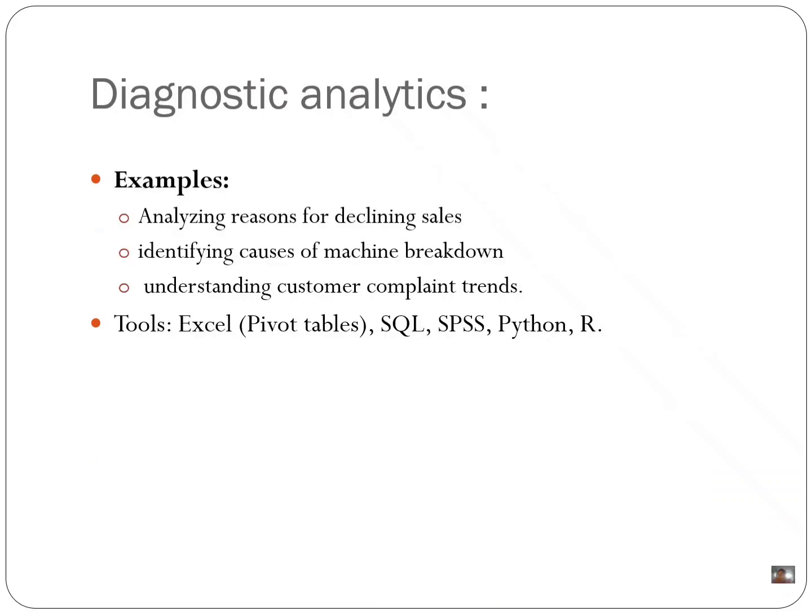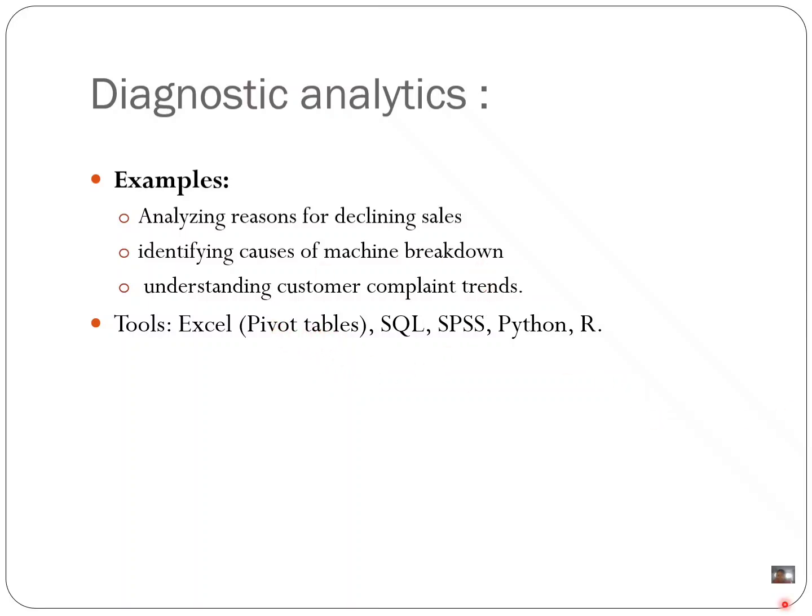Next, coming to the examples, finding the reason for declining sales. Last month sales decreased. This we can observe in descriptive analytics. In diagnostic analytics, along with that we can identify the reasons. Another example is identifying the cause of machine breakdown based on the previous reasons of machine breakdown. And next, understanding the customer complaint trends. Commonly used tools are Excel, SQL, SPSS, Python, R, etc. So finally, diagnostic analytics helps the organizations fix problems by understanding the causes behind events.